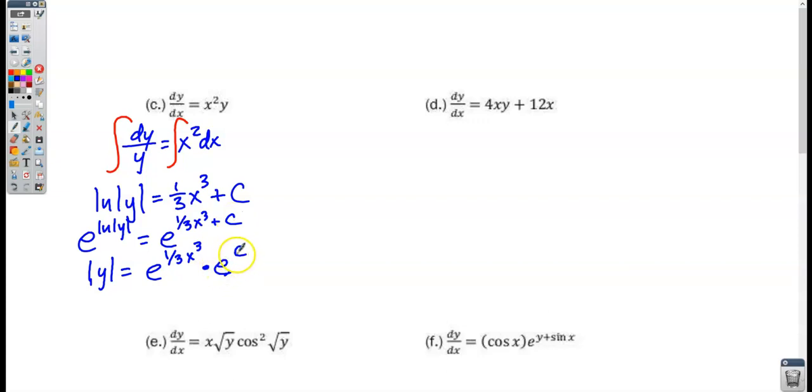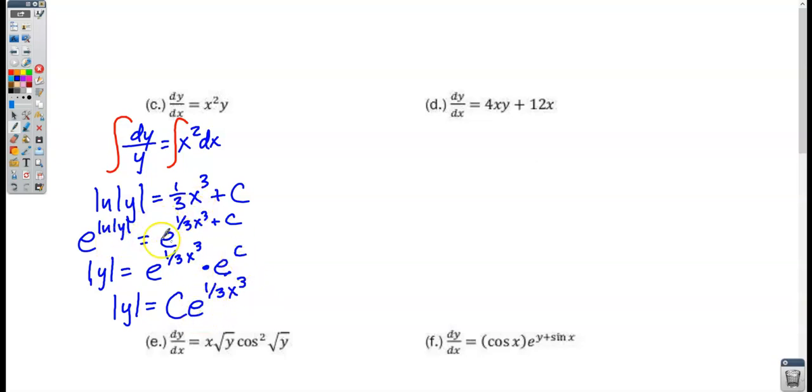All right, now, the other thing we should recognize is that when we take e and raise it to a constant power, the result is just another different constant. And so this is equal to absolute value of y equals, and now I'm going to change this to a different constant and bring it out in front, and this becomes that the absolute value of y equals c e to the 1/3 x cubed.